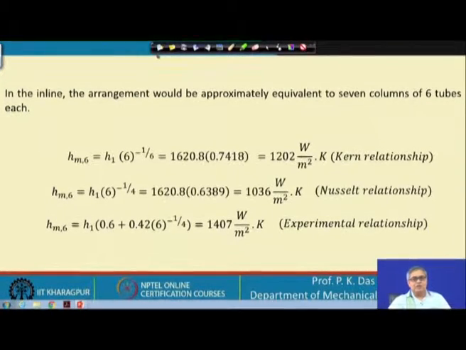Many a times it is recommended that we should use the Kern correlation, and we will use the Kern relationship in the later problems also. In the Kern relationship, the average heat transfer coefficient is given by the heat transfer coefficient of the topmost tube, and then the number of tubes comes in two places. The 6 is the number of tubes in a particular column. So, with this we get the average heat transfer coefficient. This is for the inline arrangement.